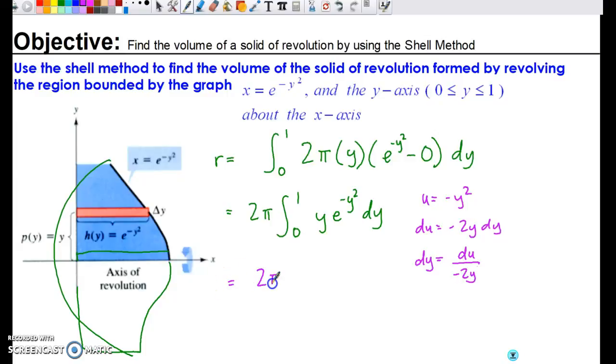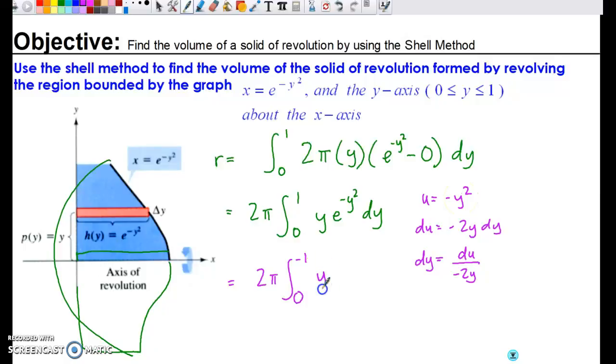Don't forget, however, to change the bounds of integration when I do my u substitution. So since I was using y values here, I need to take negative y squared, which would give me 0 and negative 1 on the top. That's by plugging that into this equation. To get my u values of integration, I take negative y squared. And notice the negative is on the outside, not on the inside.